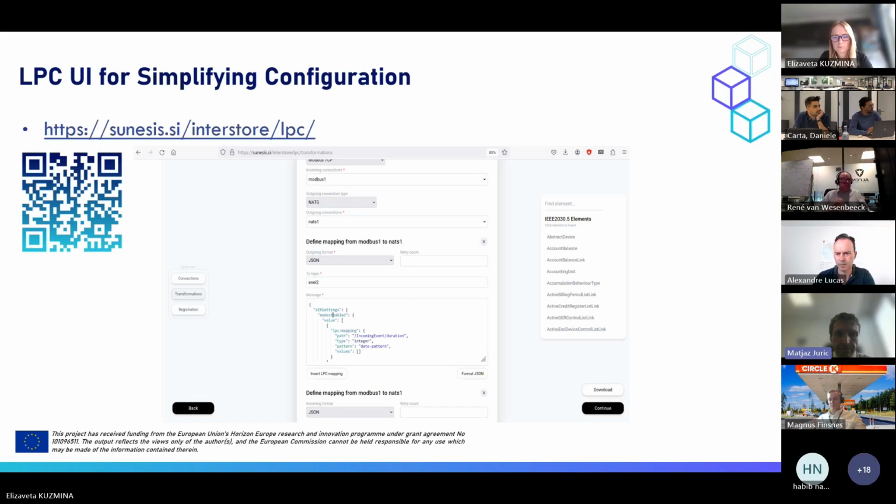This UI is published on a website, sunesis.si interstore/LPC. I would just briefly show you how you can proceed. And if you agree, I will share my screen now.